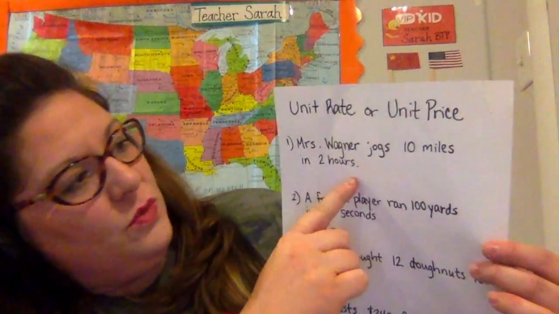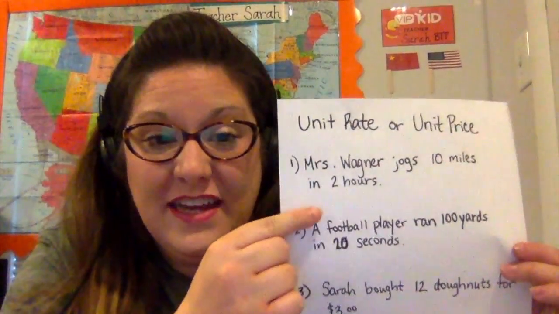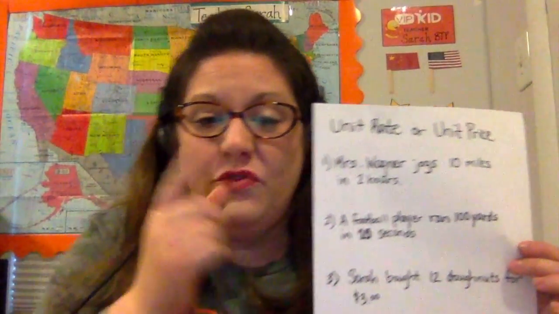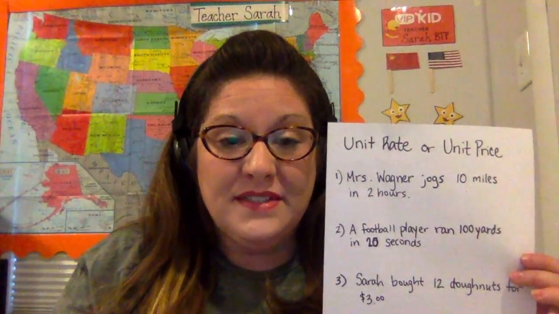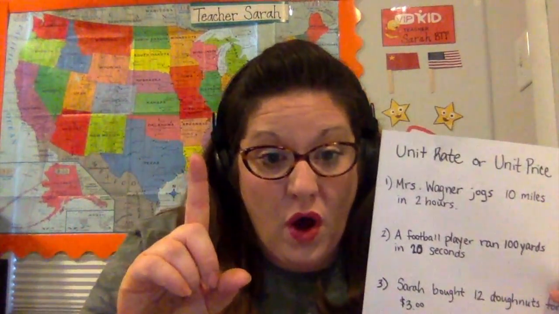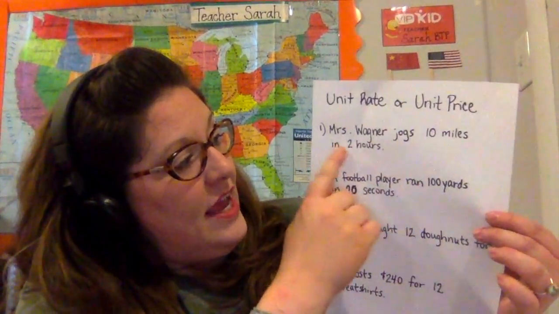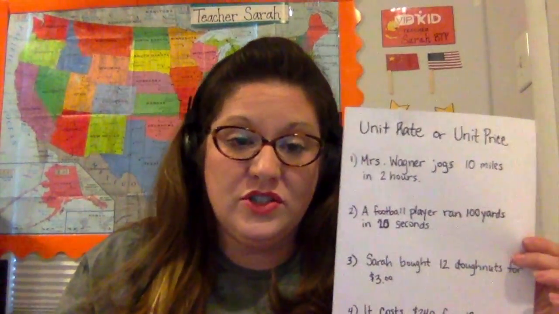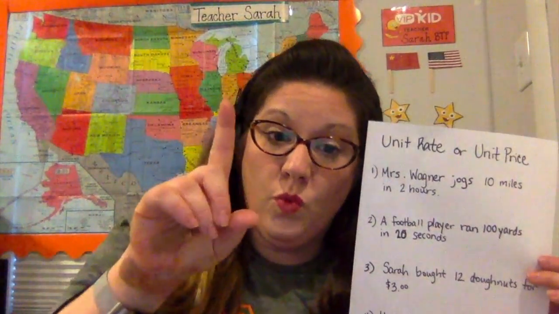If we look at question 1 here, it says Mrs. Wagner jogs 10 miles in 2 hours. We want to calculate that unit rate. So first of all, what is a unit rate? A unit rate represents how much it will take for 1 unit, or how many miles could she jog in 1 hour if she can jog 10 miles in 2 hours. A unit just breaks it down, or kind of reduces a fraction down to 1 unit.